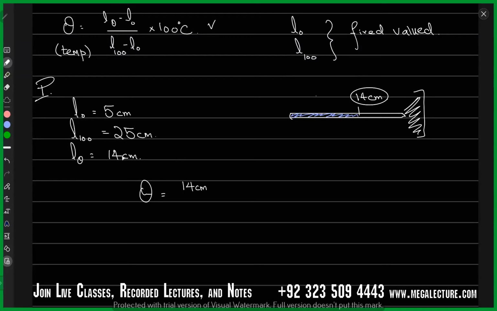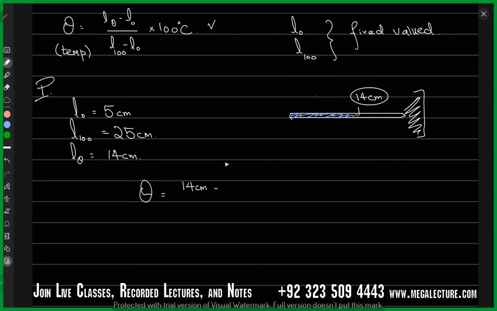L at theta. Why would it be 45? It's the temperature I calculated already. Okay, so you're telling me the answer, right? Yes. So L at theta is 14 centimeters minus L zero.